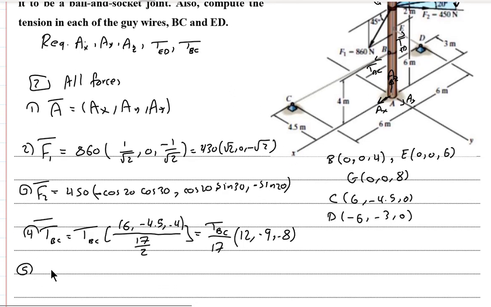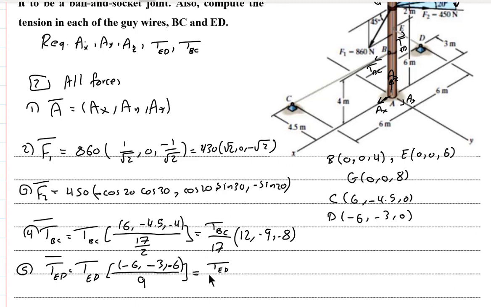Also for the fifth force and the last one, which is the TED vector, it will be the TED magnitude multiplied by the ED vector divided by the ED magnitude. To get ED, we have D minus E: minus 6 and then minus 3 here, and finally 0 minus 6, which is minus 6. We have here 36 and it will be 9 here, so we can simply write it as TED over 3, and simplifying over 3 here, it will be minus 2, minus 1, and minus 2.